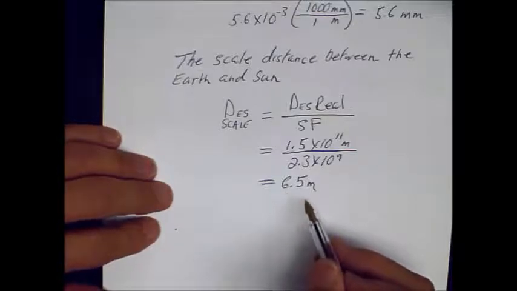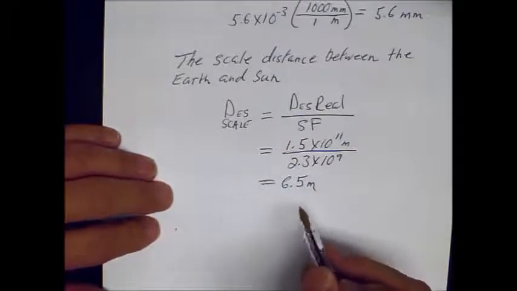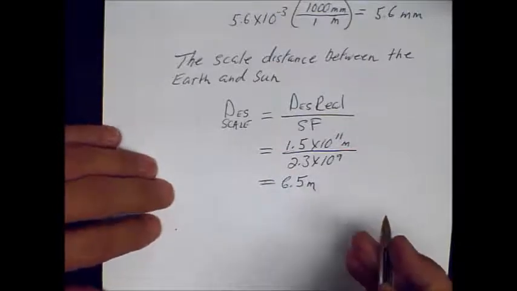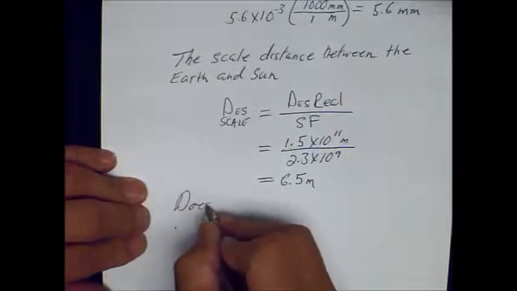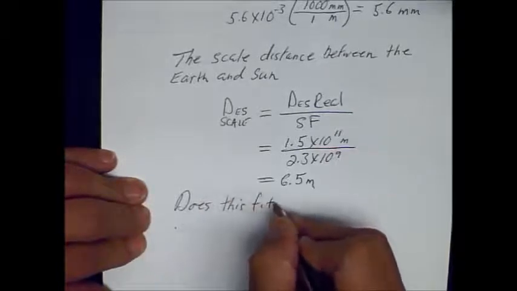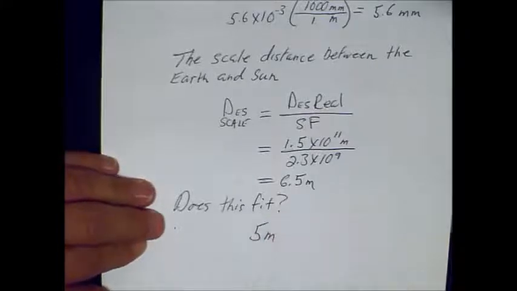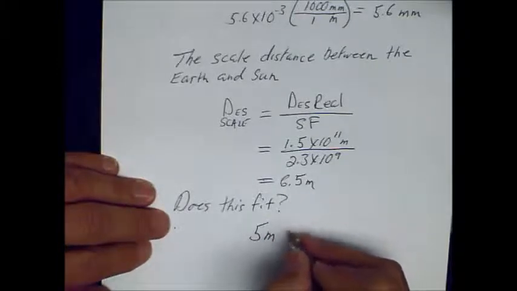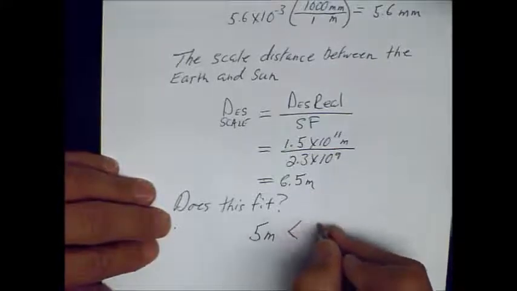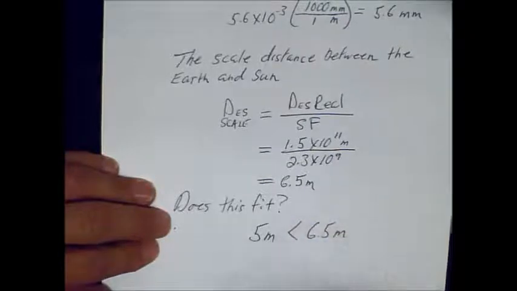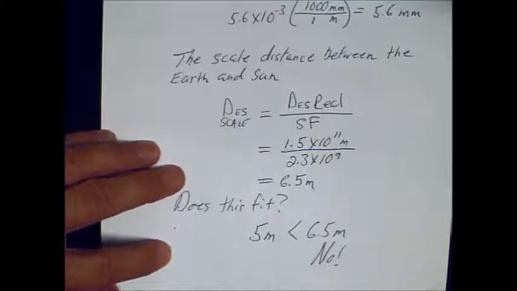Wow, okay, so we're almost done. That was step 7, in which we were to say what the scale distance is between the Earth and the Sun. Now the last thing you have to do is show me that this fits in the classroom. Does it fit? Well, I told you that the classroom is 5 meters, and my model is 6.5 meters. 6.5 meters is greater than 5 meters. And does it fit? The answer is no.